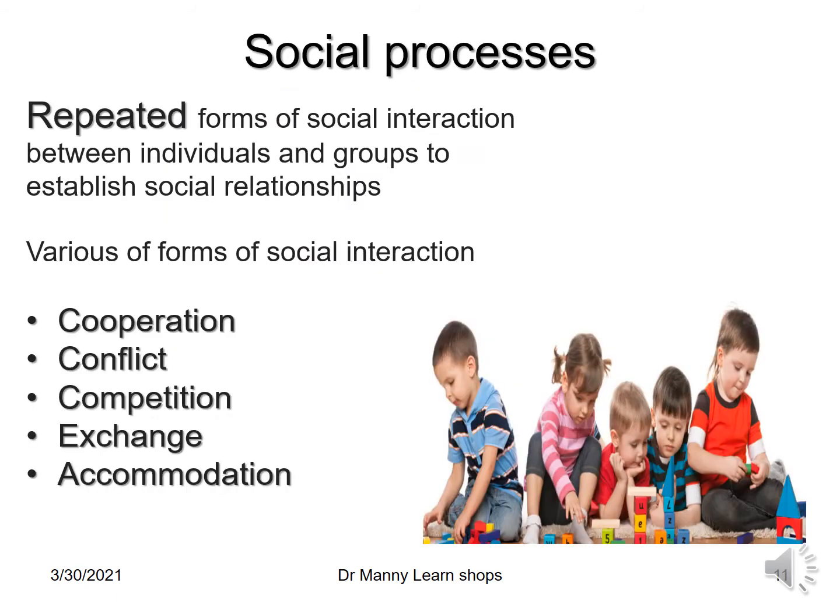What are social processes? Well, these are processes that are repeated forms of social interaction between individuals and groups to establish and create social relationships. And there are various forms of social interaction such as cooperation, conflict, competition, exchange, and accommodation.